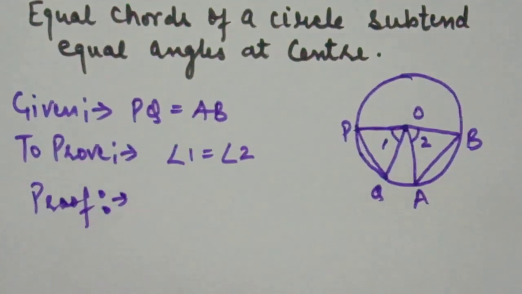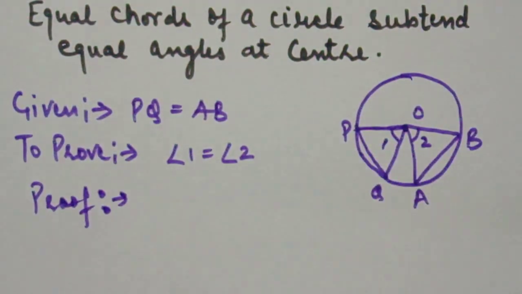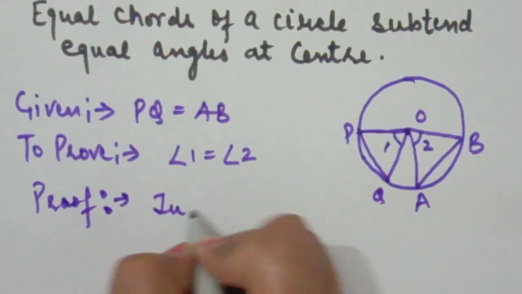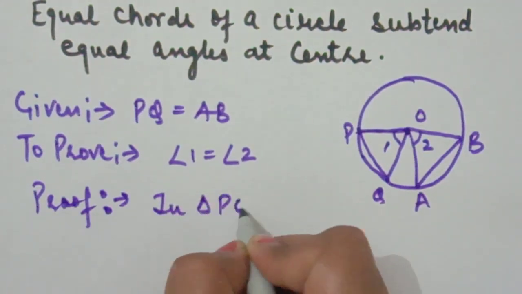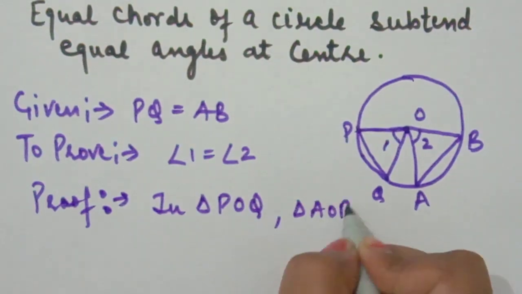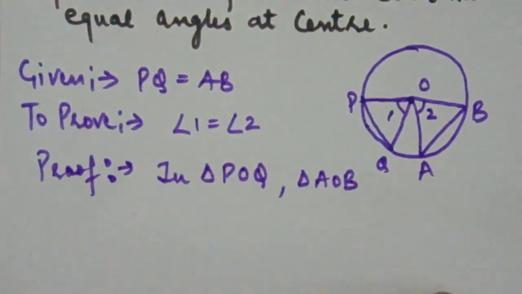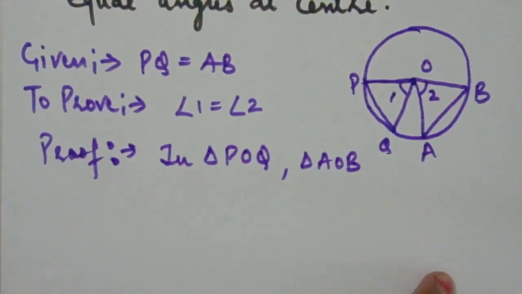In the proof, we will take these two triangles and try to prove them congruent, because if these two triangles are congruent, then corresponding parts are equal and both the angles are also equal. So we will try congruency. First of all, how will we write? In triangle POQ and triangle AOB, we write the proper names of both triangles. Now we will find three elements for the congruency.